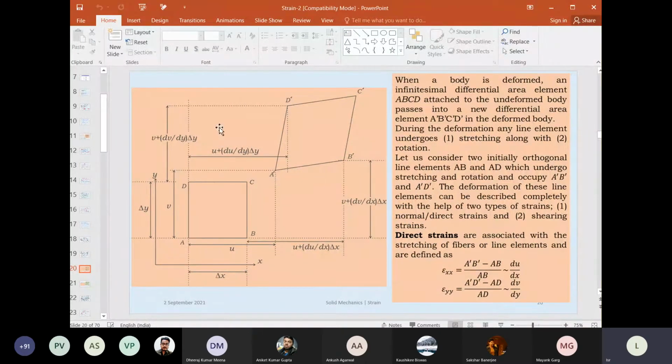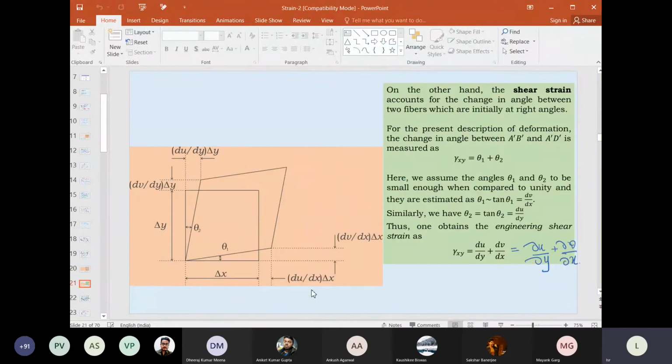Based on this, I can write what the strain is. Let us say the linear strains epsilon xx and epsilon yy: A dash B dash, you take a projection on the x-axis. So A dash B dash minus AB divided by AB is du by dx into delta x divided by delta x. So it will become du by dx, or dou u by dx, because now u is a function of x and y; you can represent it as a partial derivative. Epsilon yy we can write like that.